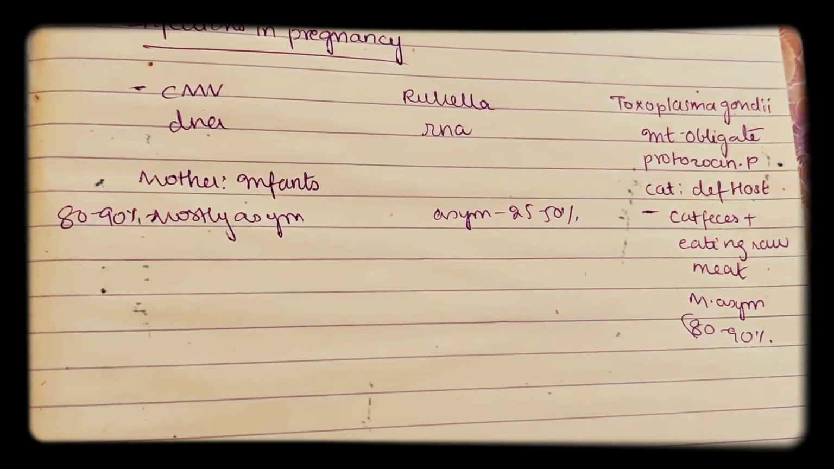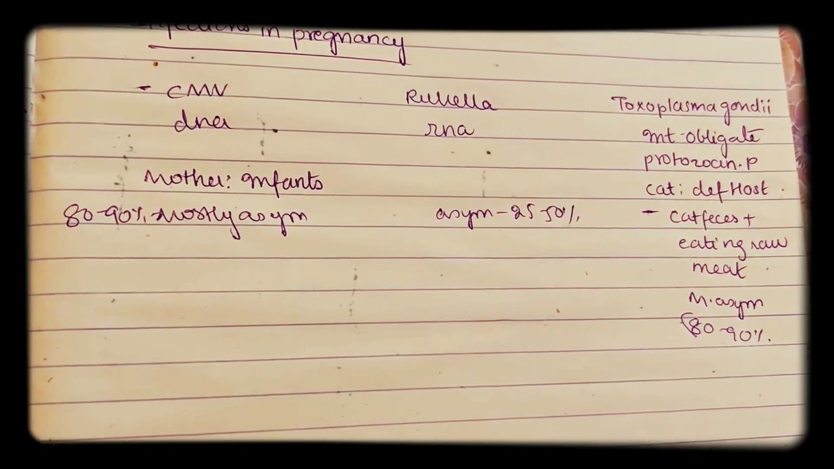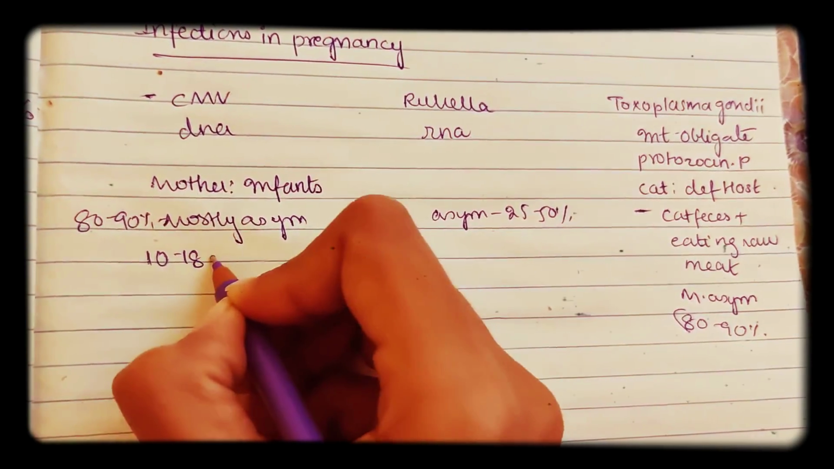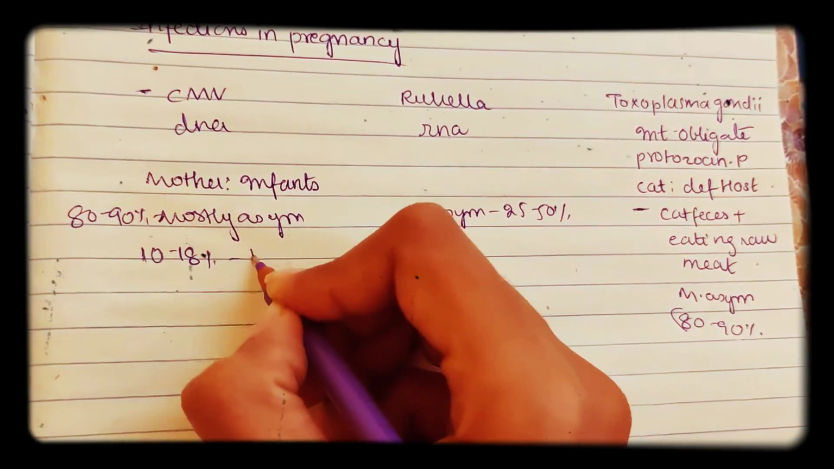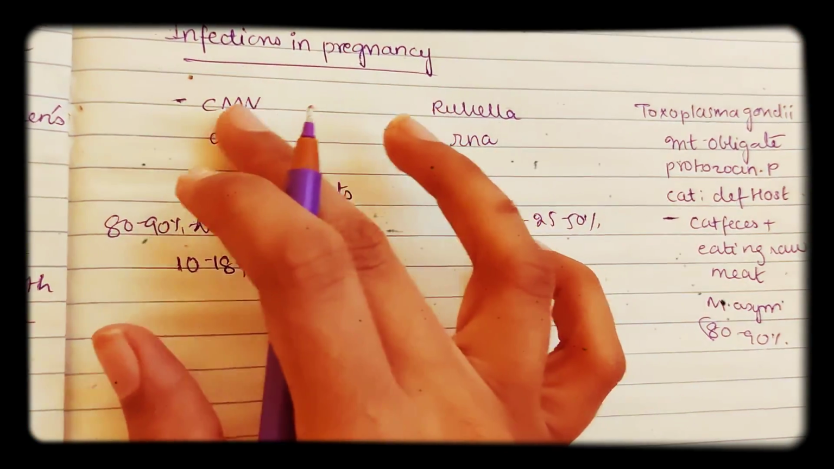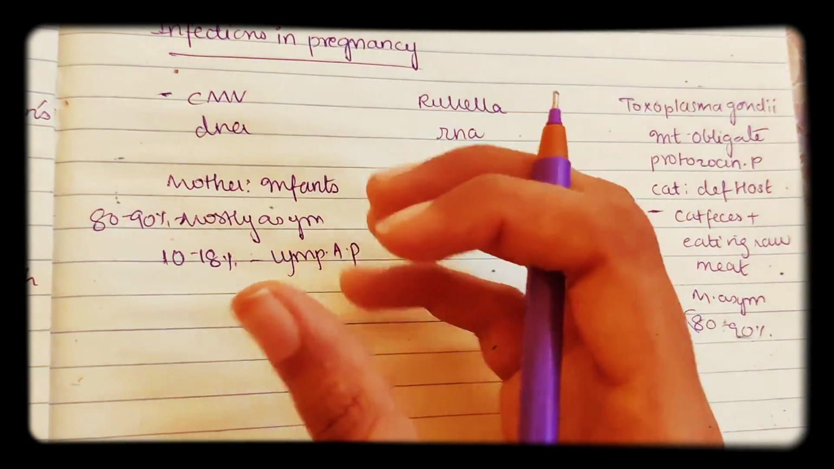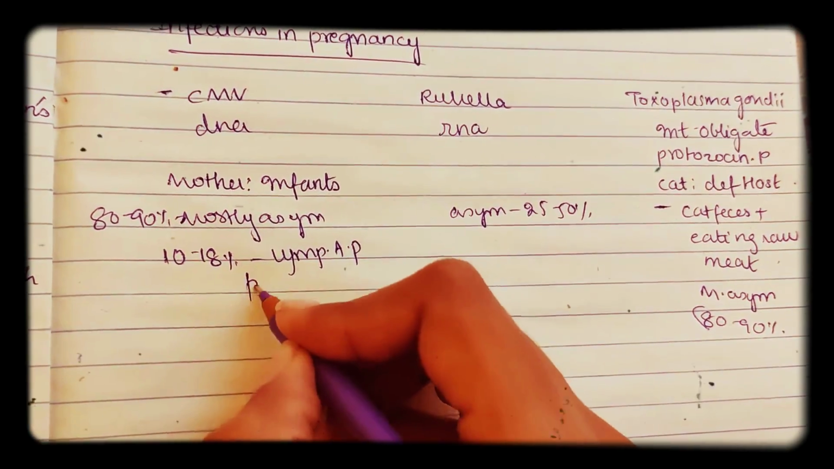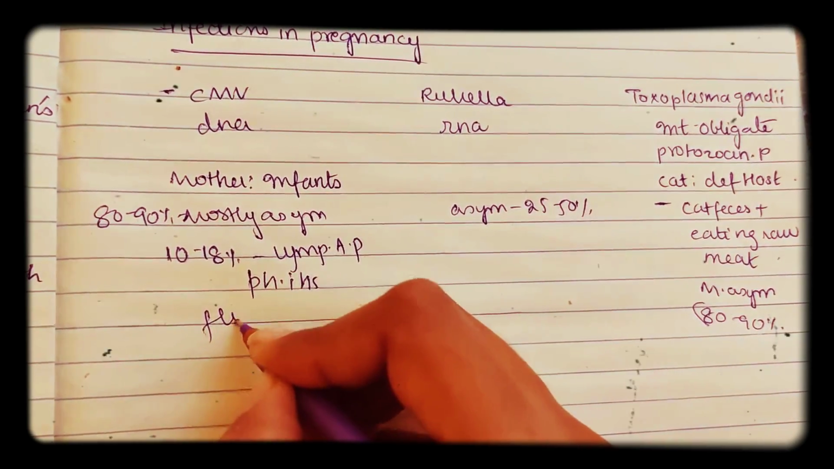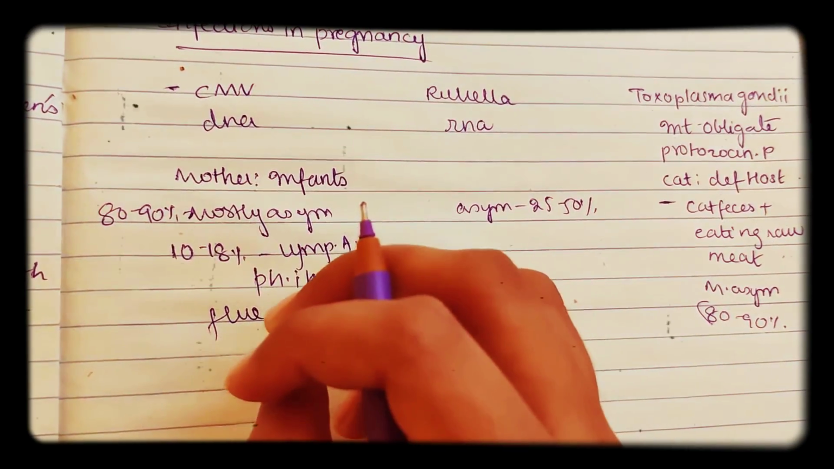Now coming to the symptomatic cases. In 10 to 18% of cases of cytomegalovirus, you will see lymphadenopathy. You can remember it from the name, cytomegalo, where everything becomes mega. So lymphadenopathy, pharyngitis, flu-like symptoms and also fever. So this is seen mainly in cytomegalovirus.